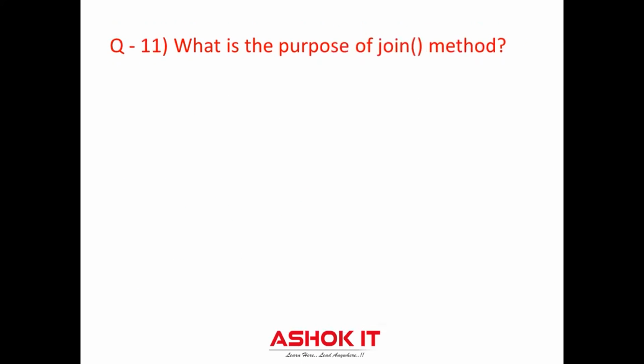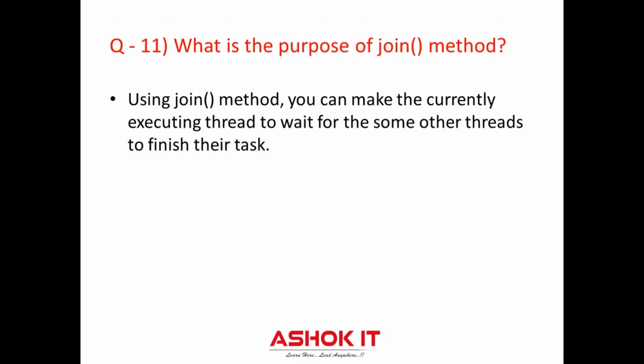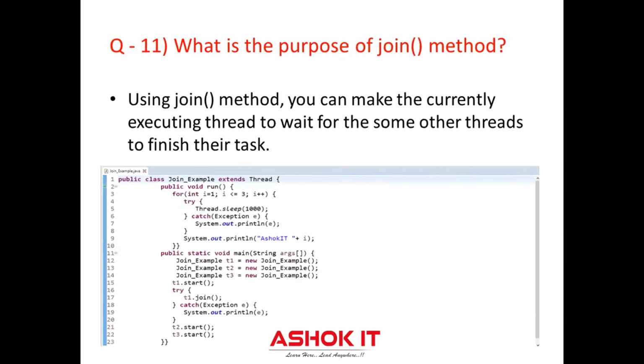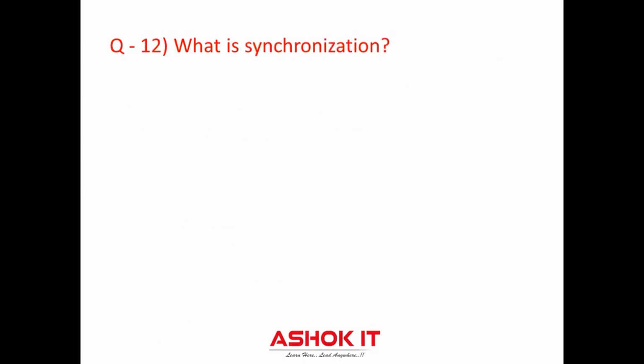Question number 11. What is the purpose of the join method? Join is a final method of the Thread class, and it can be used to join the start of a thread's execution to the end of another thread's execution, so that a thread will not start running until another thread has ended. You can observe in this program that thread T1 started and T1 joins, and with the help of this join, one thread will join another thread. So, if the join method is called on a thread instance, the currently running thread will block until the thread instance has finished executing.